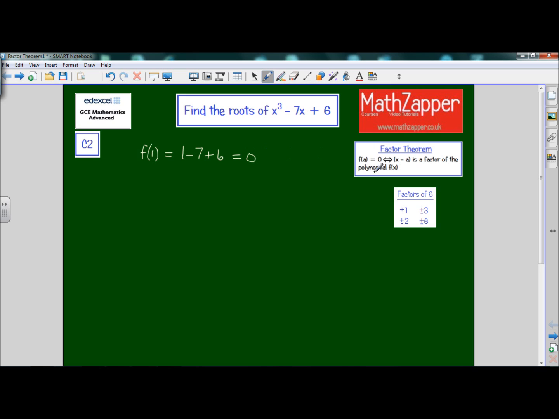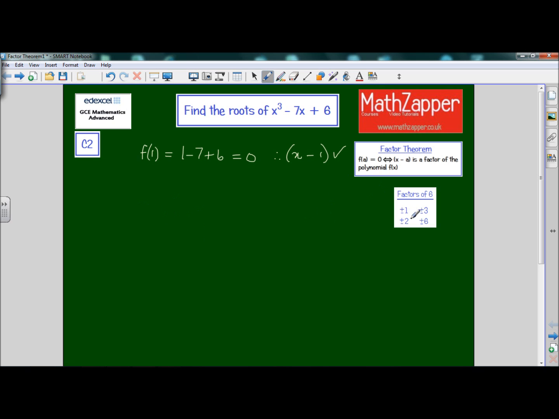Now the factor theorem says if f of a, well, a is 1 in this case, equals 0, this implies, and is implied by the fact that x minus a is a factor of the polynomial f of x. So therefore we can say x minus 1 is a factor.